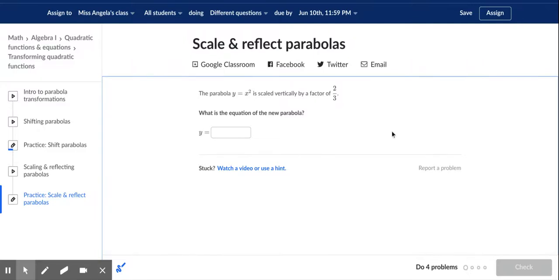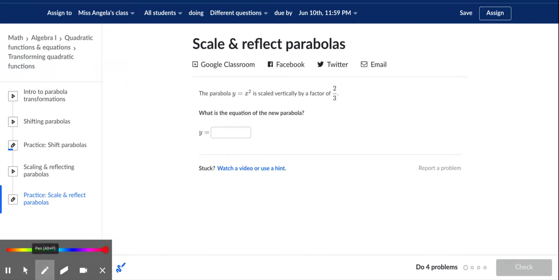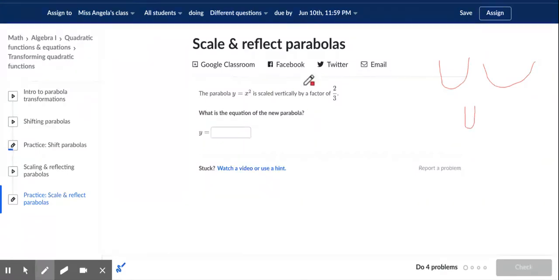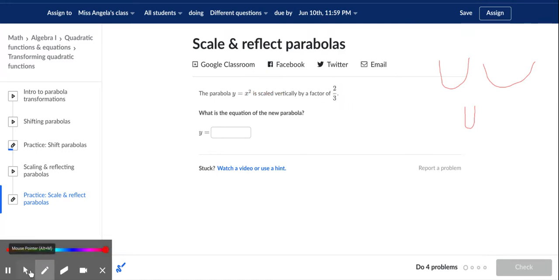All right, in this video, we're going to be talking about scaling and reflecting parabolas. So by scaling, we mean, is it going to be like this, or is it going to be wider, or is it going to be skinnier? That's what we mean by scaling. So when we're scaling by a certain factor, that just means we're multiplying in front. So scaling is just multiplying.